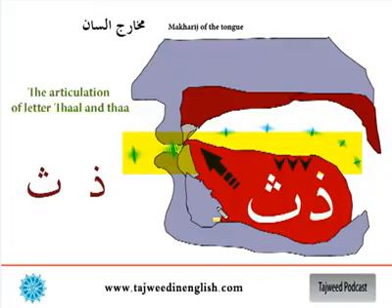So the Tha has that quality of hams, which is the flowing of the air. If you put your hand close to your lips and say Ath, you find the air coming out and hitting your hand. But the Dhal and the Dha do not have that quality of hams.